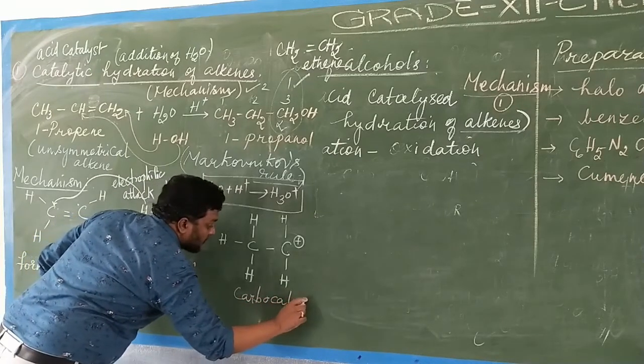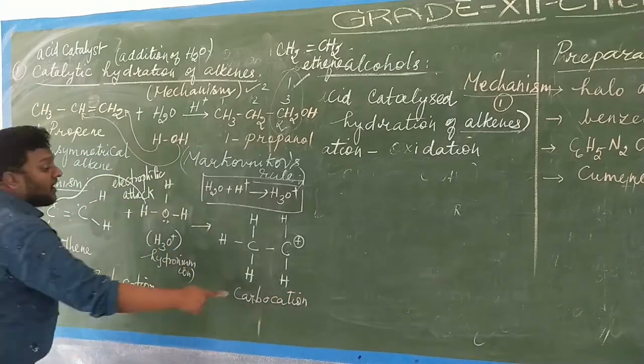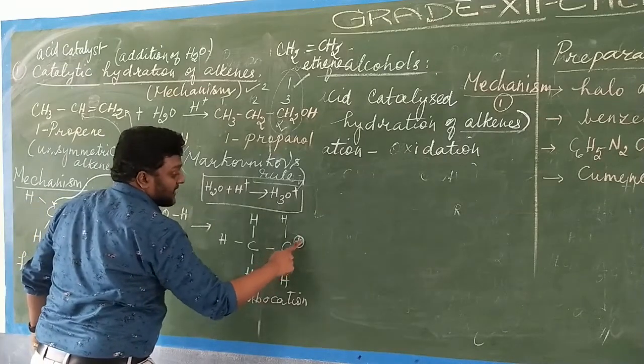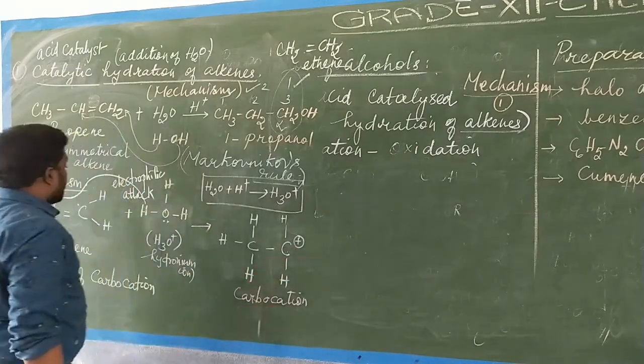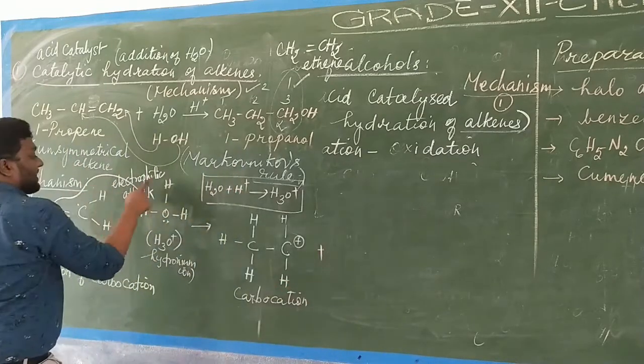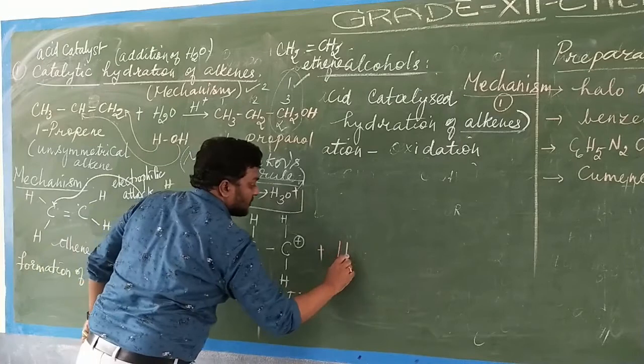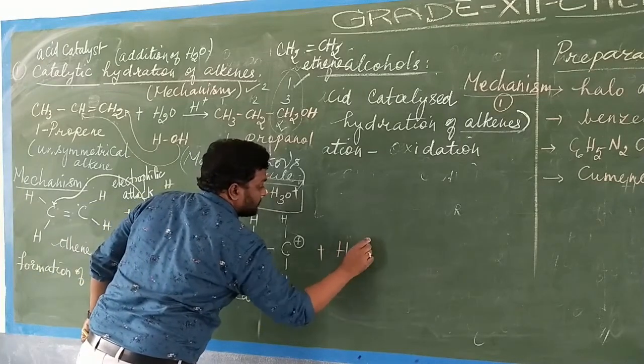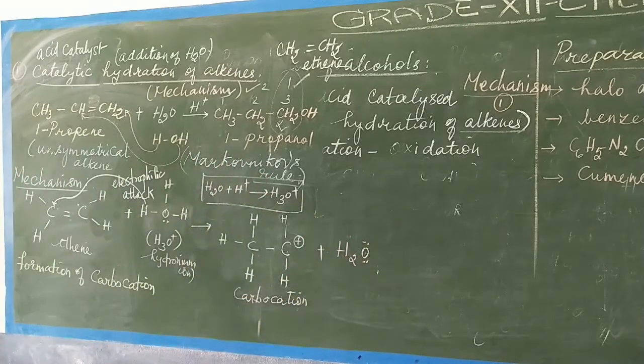Carbocation, formation of carbocation. Now let's take this carbon with the cation itself. Cation means plus, so a carbocation has been formed. What remains? H has been transferred, so we will be having water, H2O. So this is the formation of carbocation.